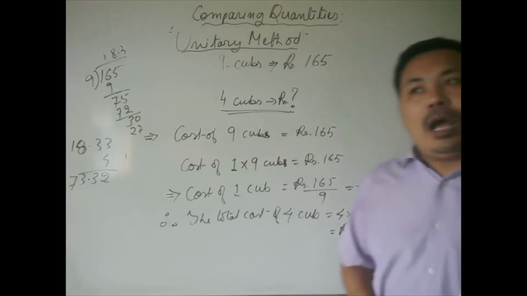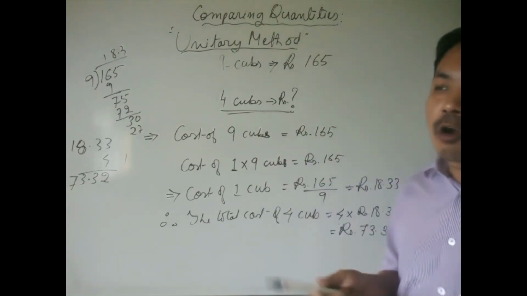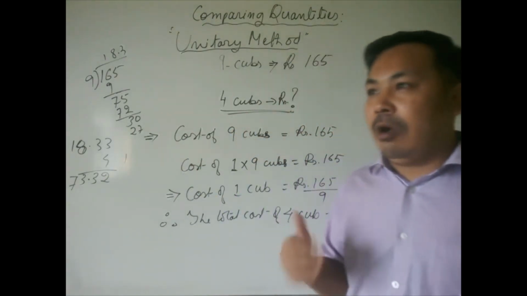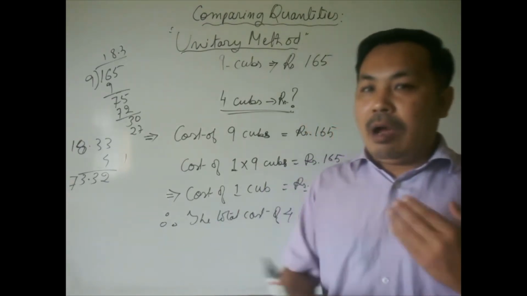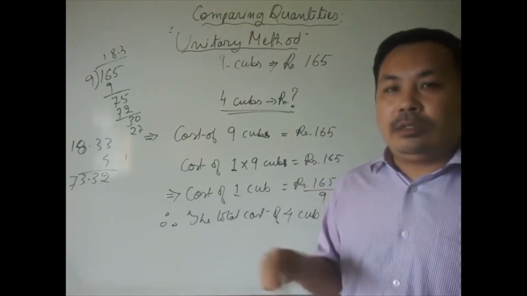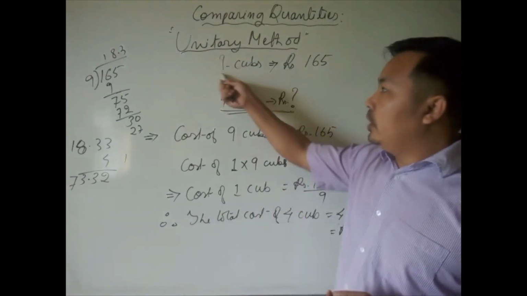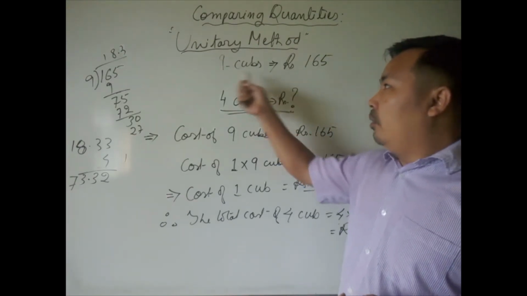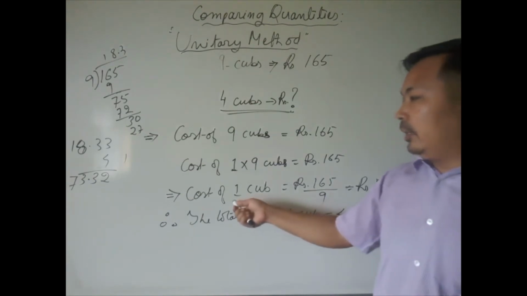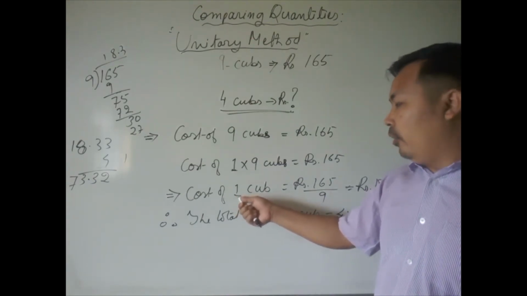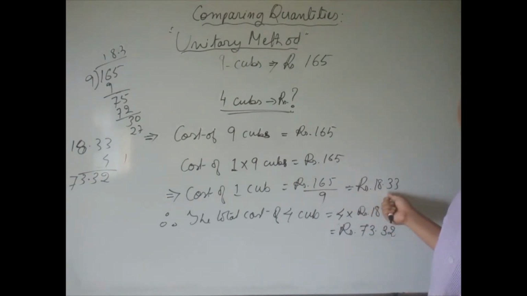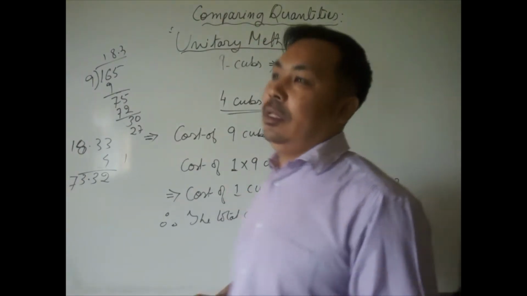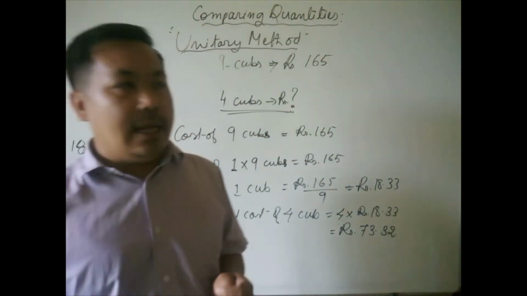Once again, finding out the value of 1 unit from the total units is called unitary method. So 9 units are there. Total unit is 9. The value is 165, isn't it? So now we have to find out the value of 1 unit. The value of 1 unit is 18.33 here, isn't it? So this way of finding out the value or comparing the quantities is called unitary method. Okay, like this way. Understand?